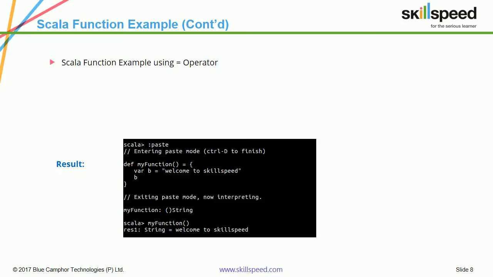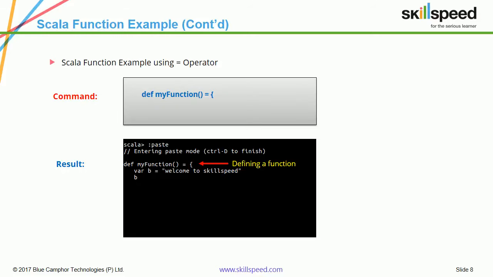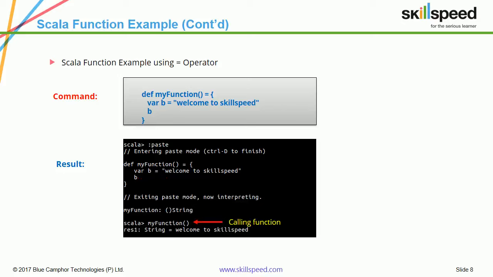Now let's see how to use an operator within the body of the function. Here you can see that I'm defining the same function called myFunction, but now within the body of the function, I have declared a variable called b, and I'm assigning the value welcome to SkillSpeed, and then I'm returning b. Now if I call my function by typing myFunction, again it is going to print welcome to SkillSpeed.